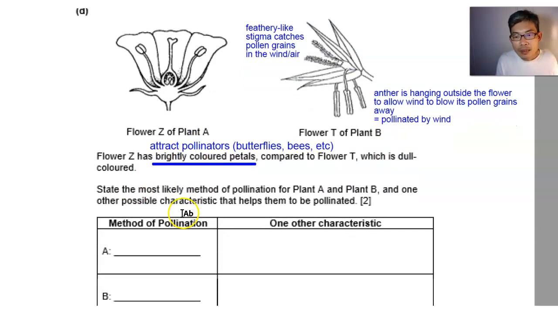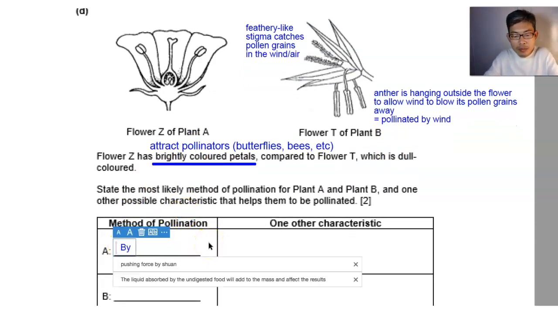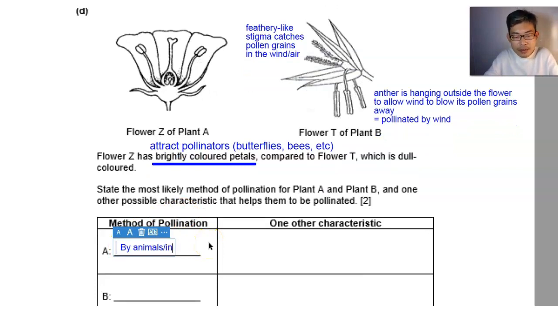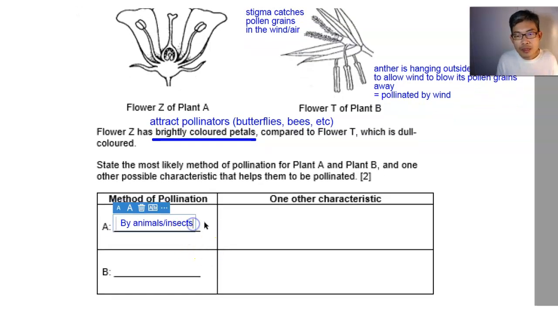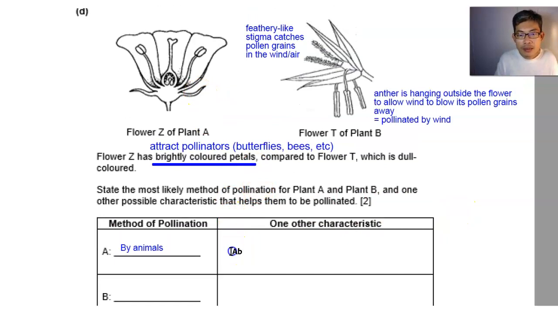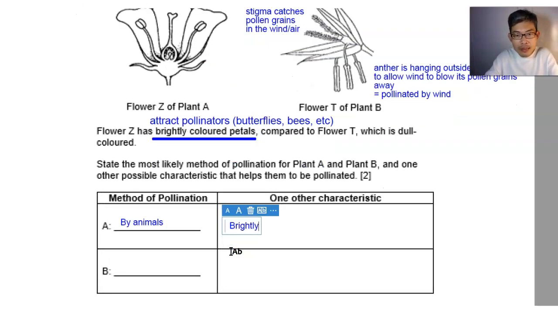So for A, pollination, let's say here, by animals. By insects is also fine. But of course, bear in mind, it's not only insects. That's why the better answer is by animals. So I'm going to remove the not so good answer. Just keep the better answer. And why? Because it has, so we talk about the characteristic, brightly colored petals.